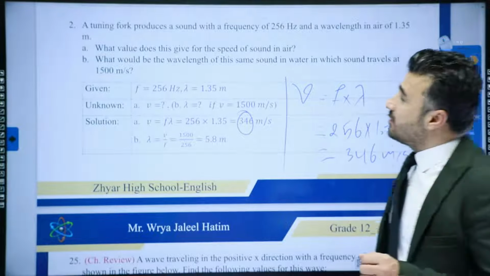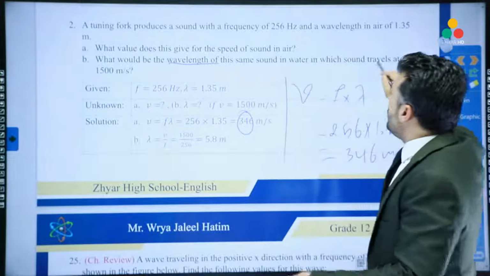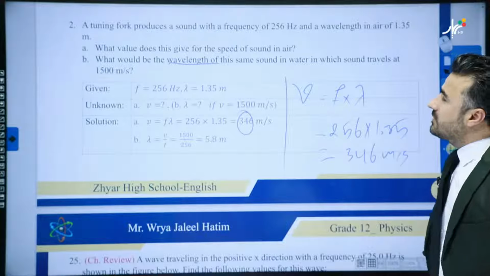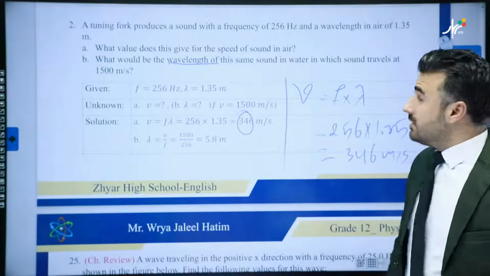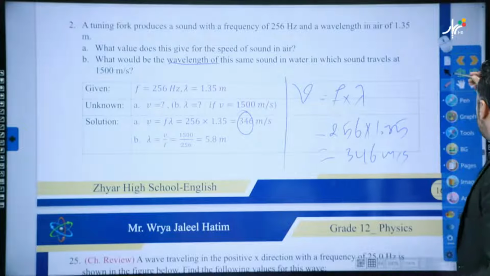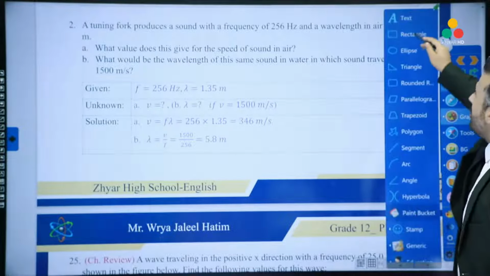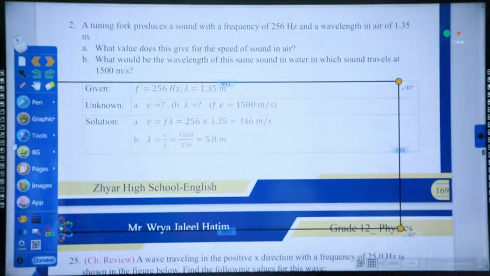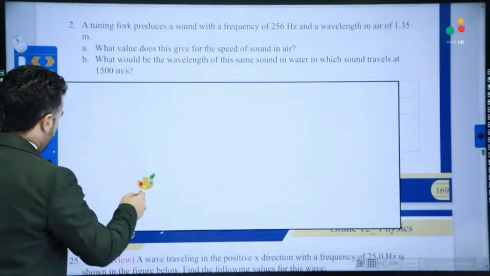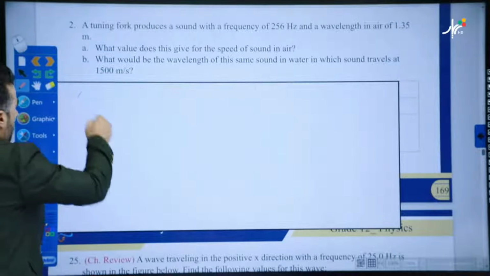Very good. What about the second one here? It says, what would be the wavelength of the same sound in water in which the sound travels at 1,500 meters per second? Now, this might become a little bit tricky here. Remember this, they are asking you to find what? Let me hide the answer first and then we can discuss this. What would be the wavelength? So find the wavelength, okay?